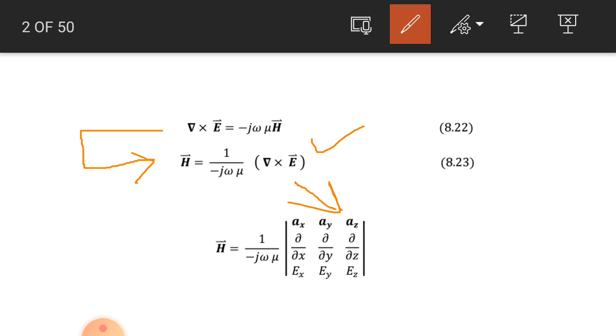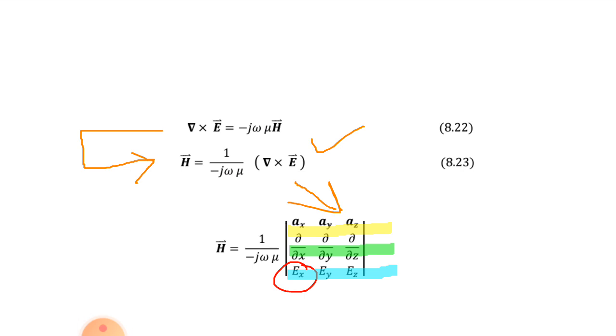So the magnetic field intensity will be equal to 1 over minus j omega mu. In the first row of this determinant, we have the unit vector ax, the unit vector ay, and the unit vector az. In the second row of this determinant, we have curly by curly x, curly by curly y, and curly by curly z. In the third row of this determinant, we have the x component of the electric field intensity, the y component of the electric field intensity, and the z component of the electric field intensity. So we know that the electric field intensity has got only one component, which is the x component. The y component is zero, and the z component is zero as well. So let us put the value of the electric field intensity in the given determinant.